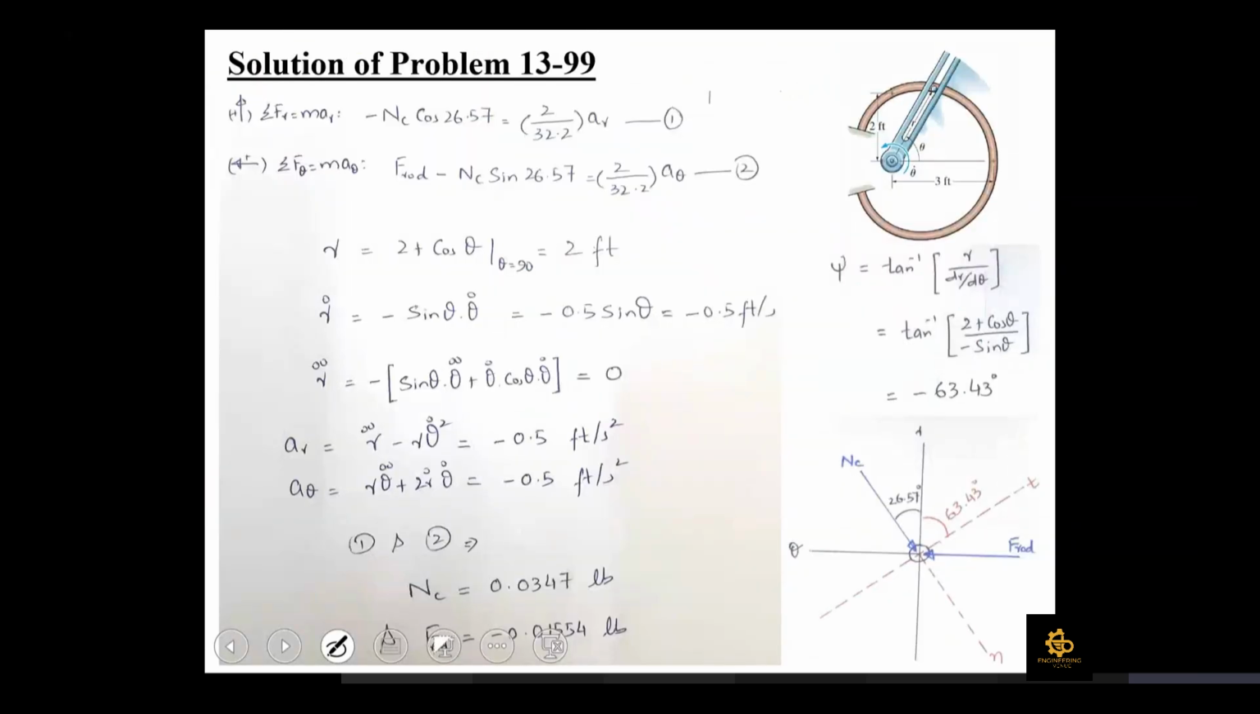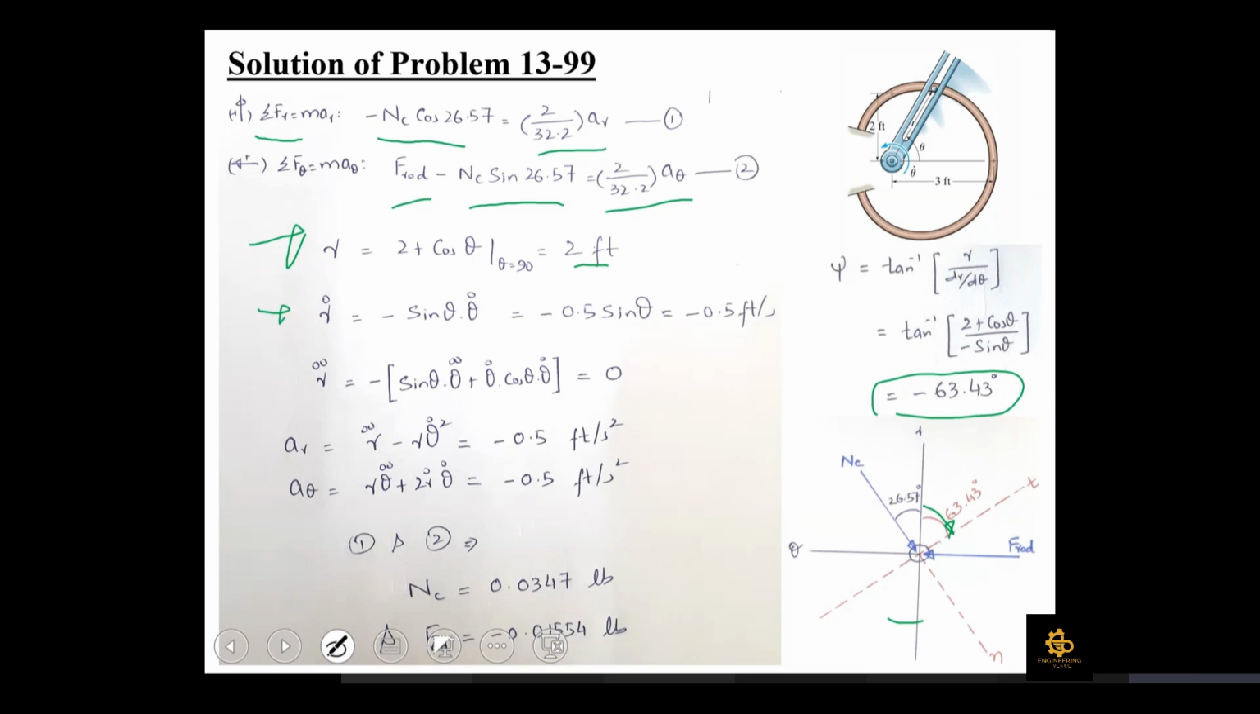So moving quickly towards the solution, this is the free body diagram which we have discussed in the previous slide. This is the value of psi, which came out as minus 63.43. Accordingly, the t axis lies at that angle from the r axis. So writing summation F r equal to M A r, NC with a negative sign cos component should be equal to MAR. Similarly, F rod minus NC sine of this should be equal to M A theta. Moving towards the kinematics, r is given to you as 2 plus cos of theta. So at theta equal to 90 degrees, what is cos 90? 0. So r would be equal to 2 feet.